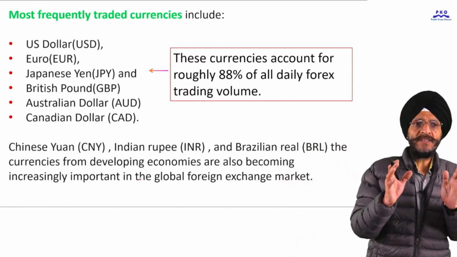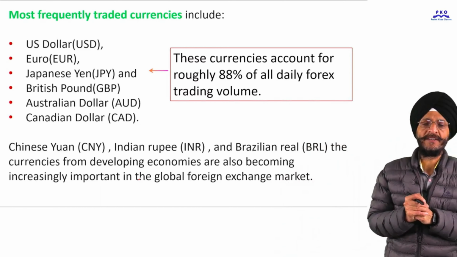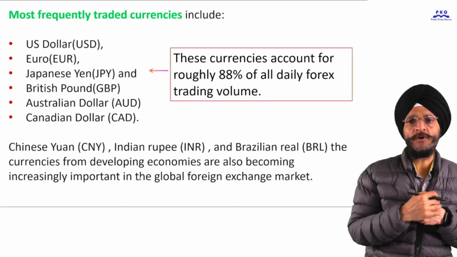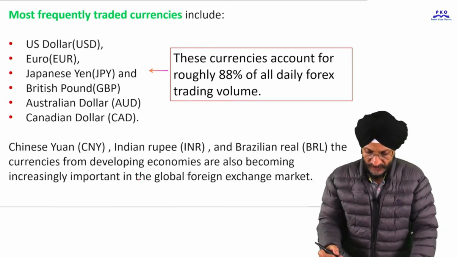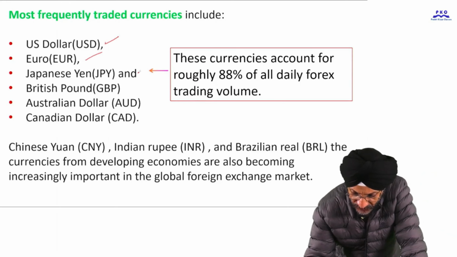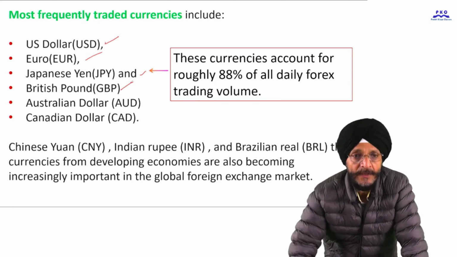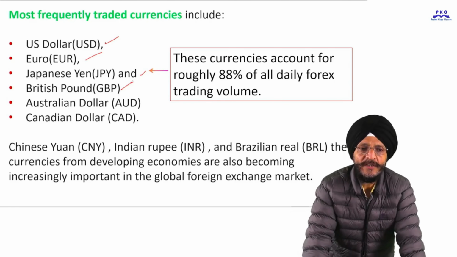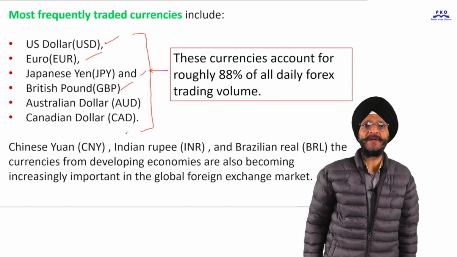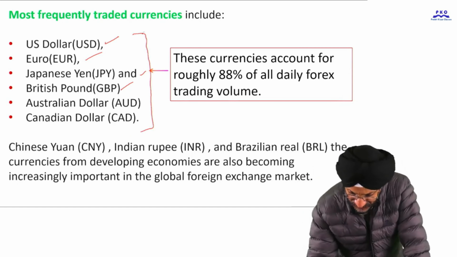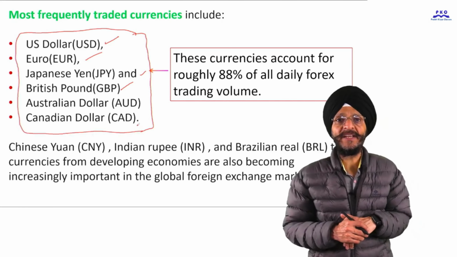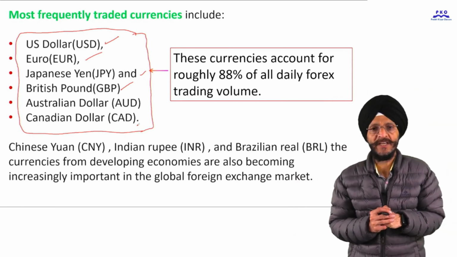Now we will understand the most frequently traded currencies, that is, those currencies which are mostly being bought. The currencies which are mostly traded are the US dollar, euro, Japanese yen, British pound, Australian dollar, and Canadian dollar. As an estimate, only these currencies account for roughly 88% of all daily forex trading volume.